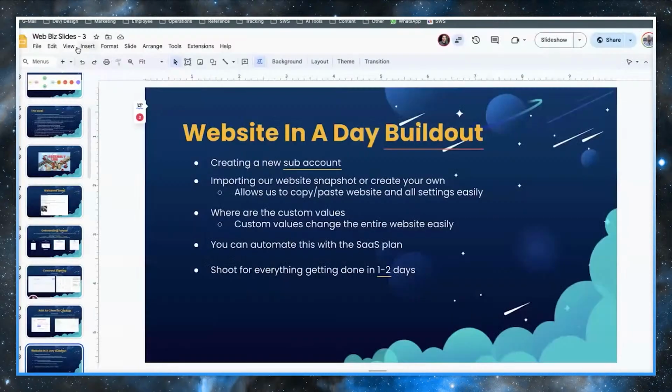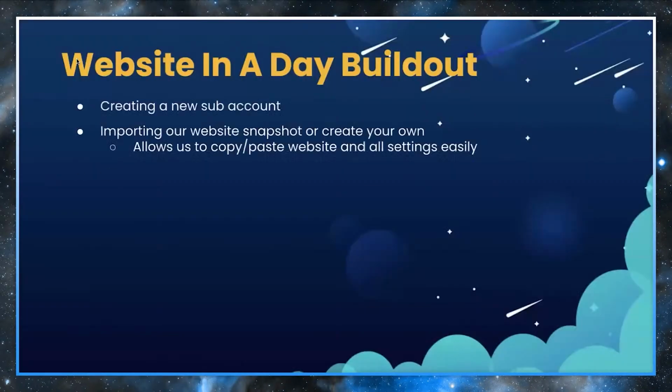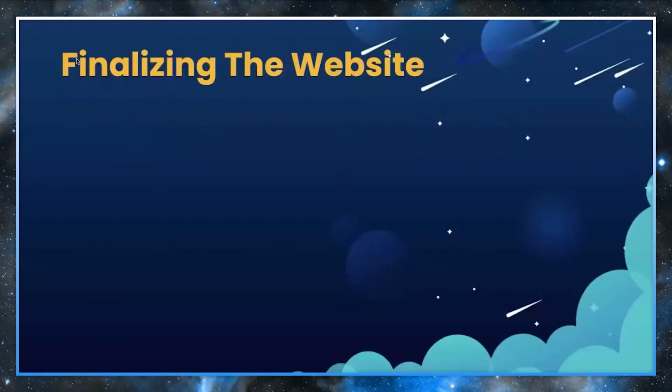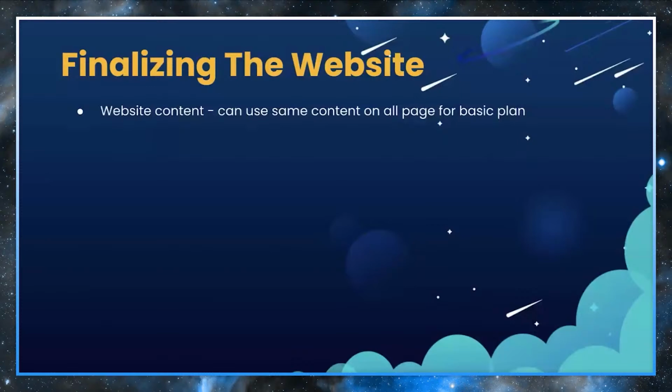So let's go ahead and keep on moving here. Okay. Finalizing the actual website. So let's talk about the website content. You can use the same content on all of the pages for the basic plan. So if somebody's paying us $150 a month, that's not an SEO package. It's not a content package. And I know what some people are thinking. Oh, well, what if one client sees the same website as another client? So that's never happened. That's never happened to us before because we work with clients all over the US.